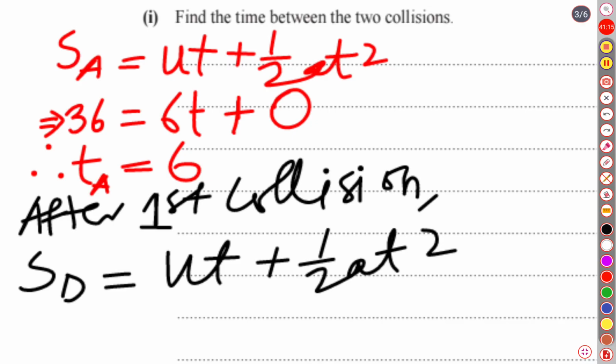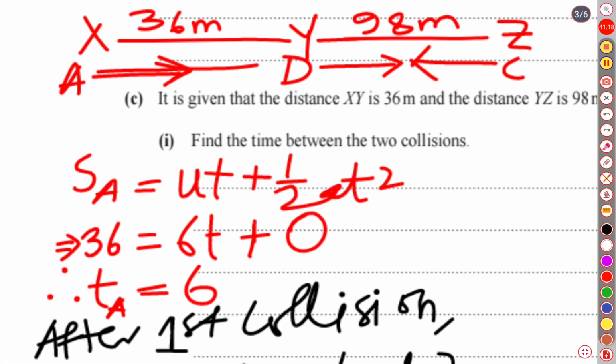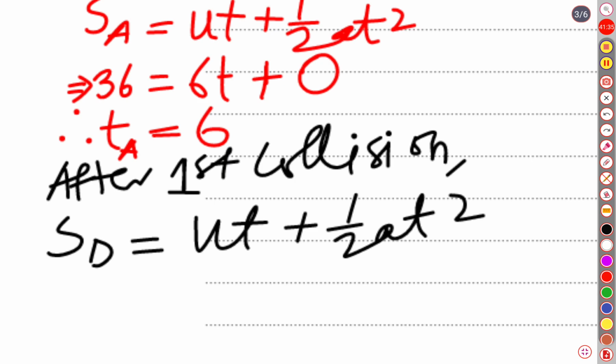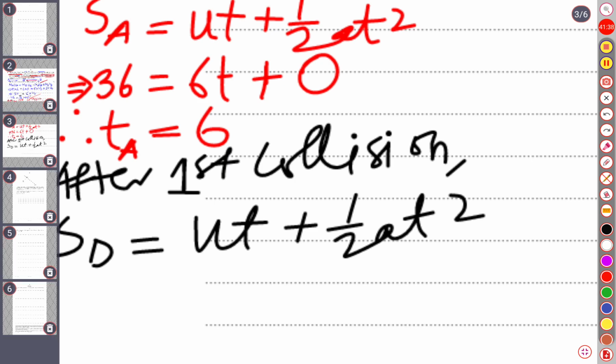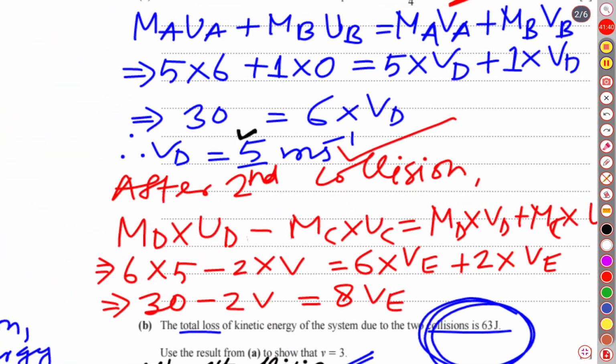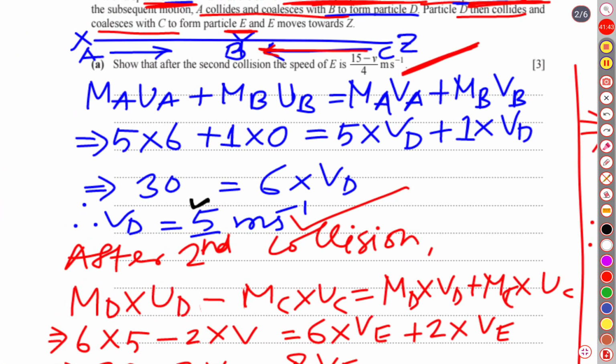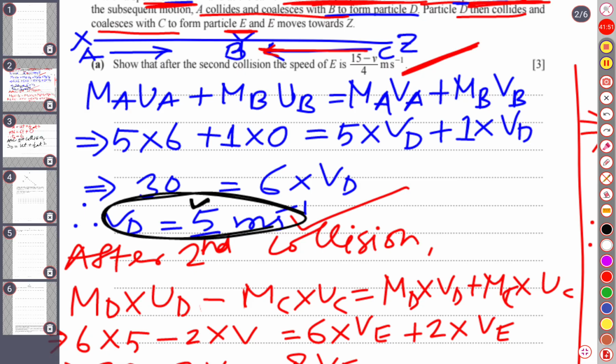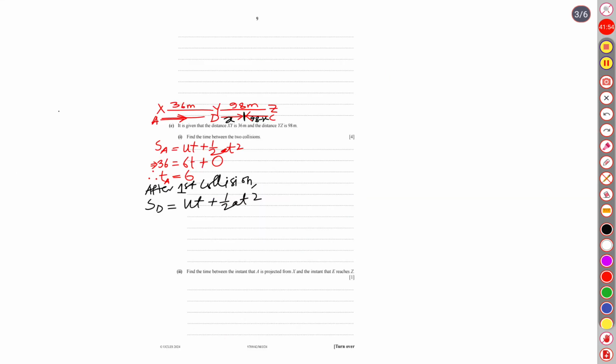Now SD is the distance traveled by D. Suppose they met and collided at this point. So this is actually 98 minus something, it may be x, and it will be 98 minus x. Well, so we will write initial velocity of D. For this we will have to go back. Look at this, initial velocity of D after the first collision was 5 meters per second.